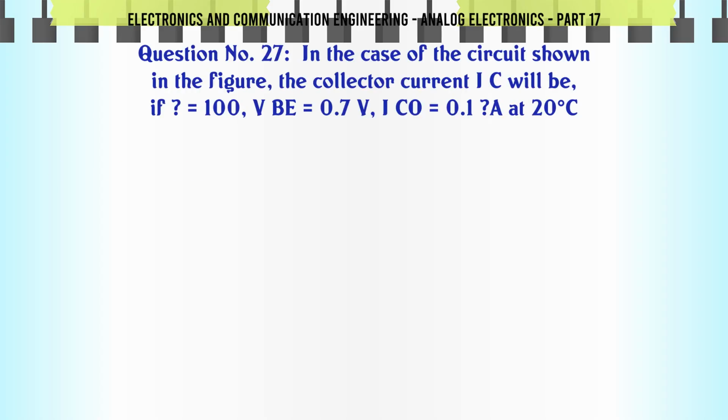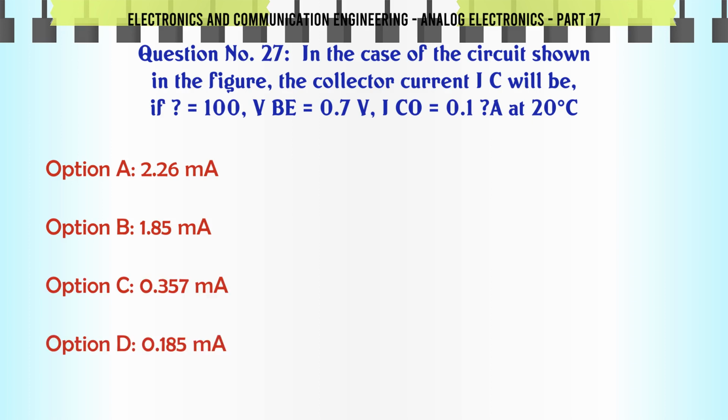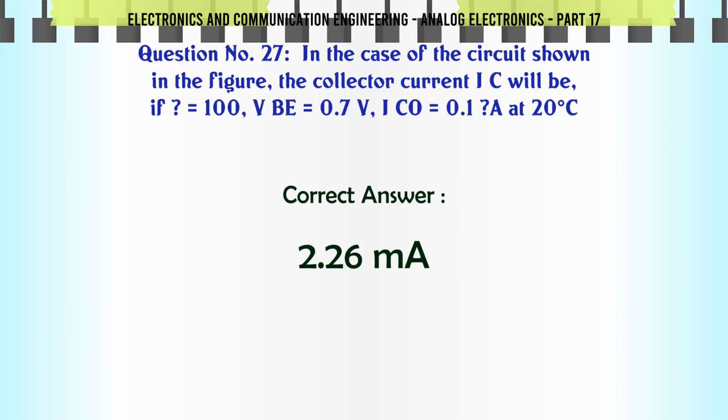In the case of the circuit shown in the figure, the collector current IC will be, if β = 100, VBE = 0.7 V, and ICBO = 0.1 µA at 20°C: A. 2.26 mA, B. 1.85 mA, C. 0.357 mA, D. 0.185 mA. The correct answer is 2.26 mA.